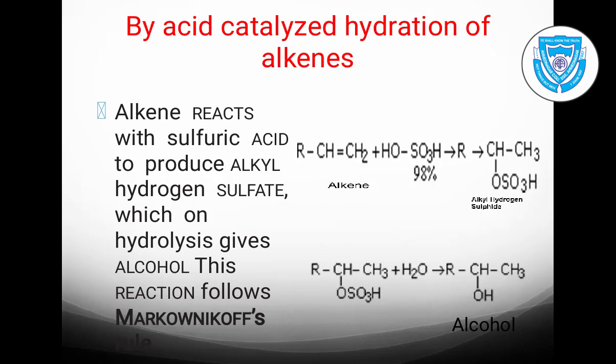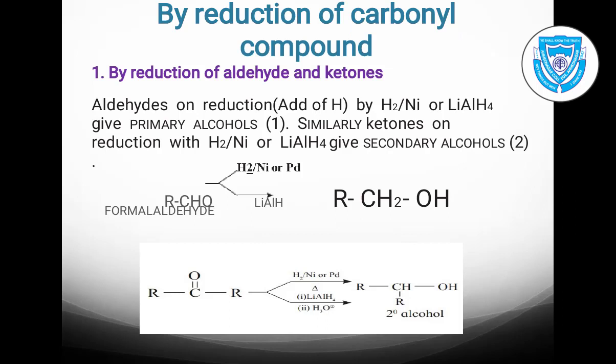In the next method, alcohols are prepared by reduction of carbonyl compounds. Now what are carbonyl compounds? Carbonyl compounds include aldehydes, ketones, etc. In this reaction, reduction is the addition of hydrogen with strong reducing agents like lithium aluminium hydride, or by H2 in the presence of nickel, and you will get your desired alcohols as the product. How does it take place? We'll see it in detail.